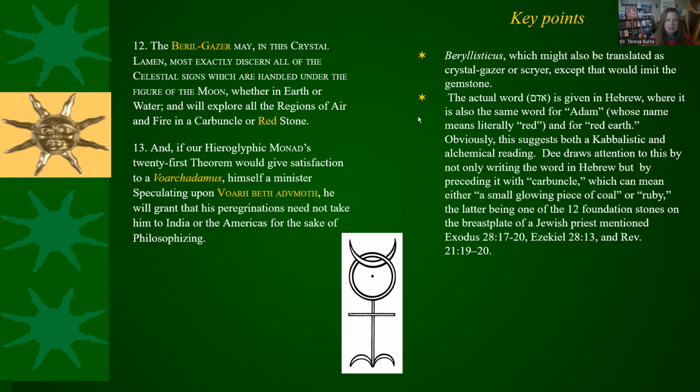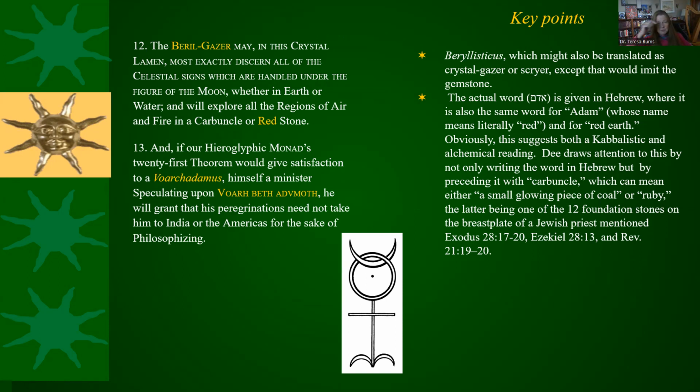So let me read this again. The barrel gazer may in this crystal laman most exactly discern all of the celestial signs which are handled under the figure of the moon, right here, whether in earth or water, and will explore all the regions of air and fire in a carbuncle or red stone. He writes that out in Hebrew, Aleph, Dalet, Mem. That's the same word for Adam. Red would be Edom, but it would be spelled the same way.